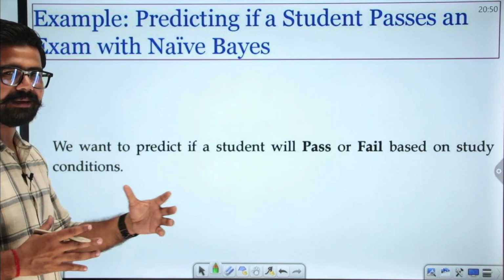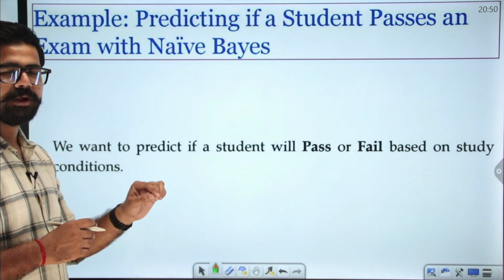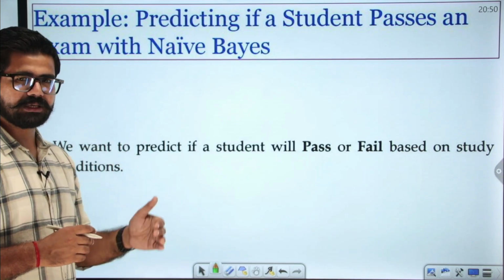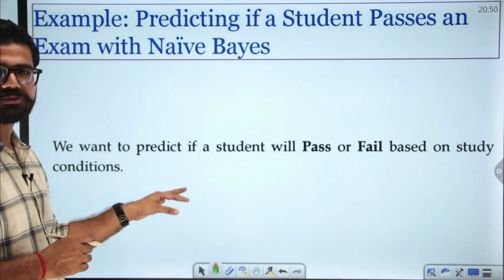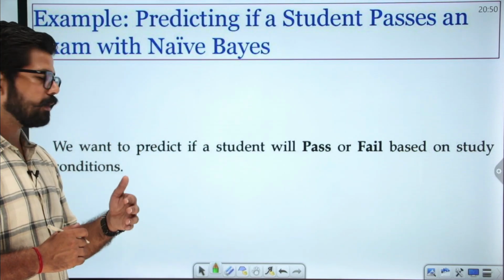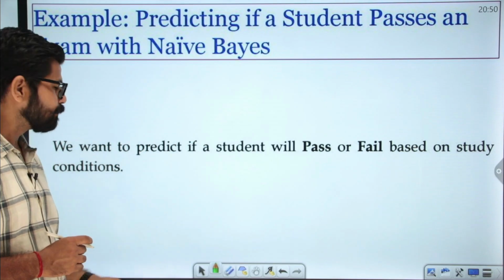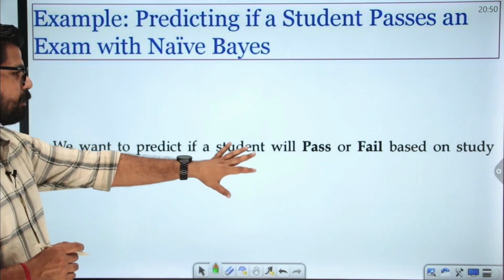That's why I don't explain this in so much detail. You can pause the video whenever you are required to understand that particular concept, otherwise go with the calculations which I have already done here, and you can easily understand that particular problem. Okay, so we want to predict whether a student will pass or fail.